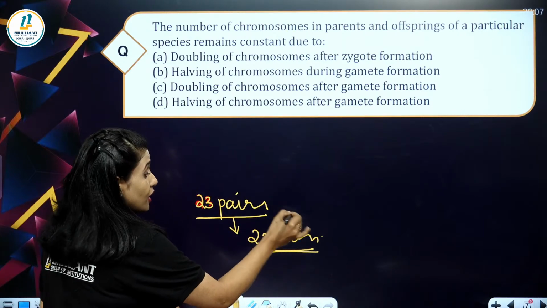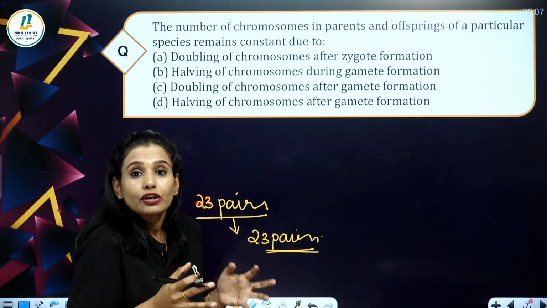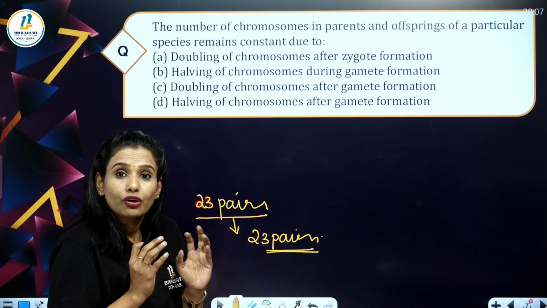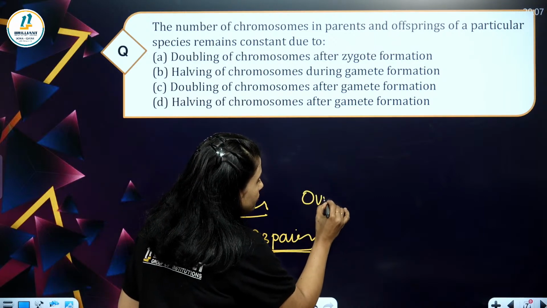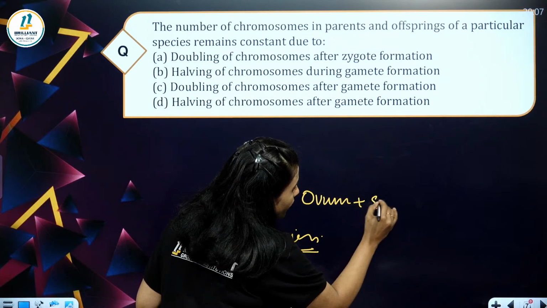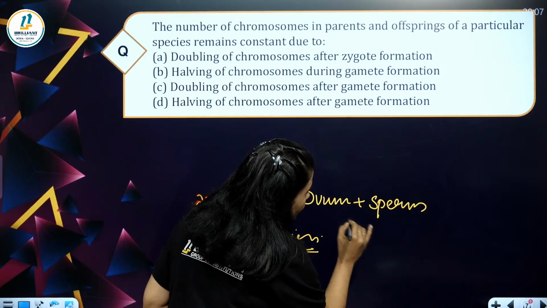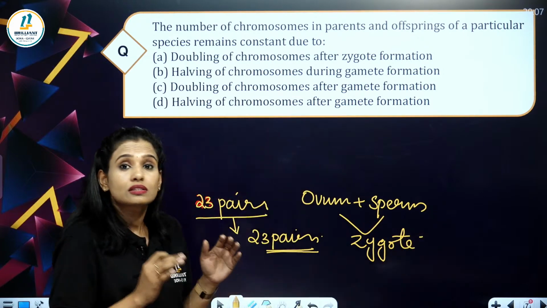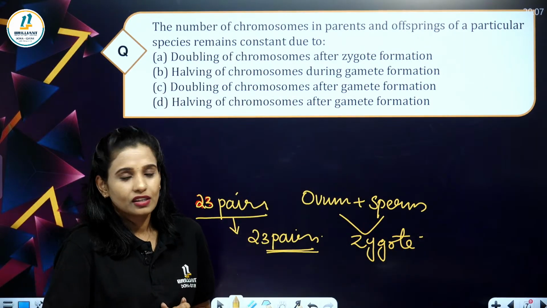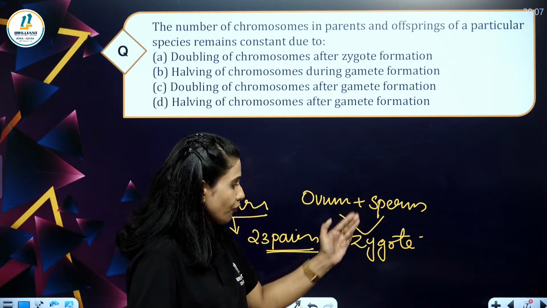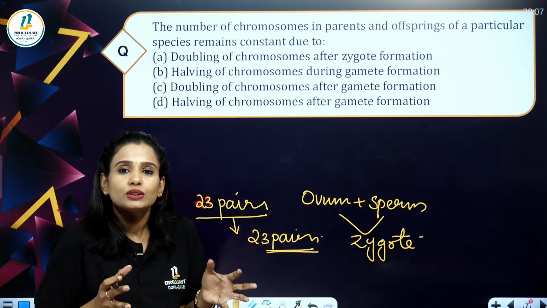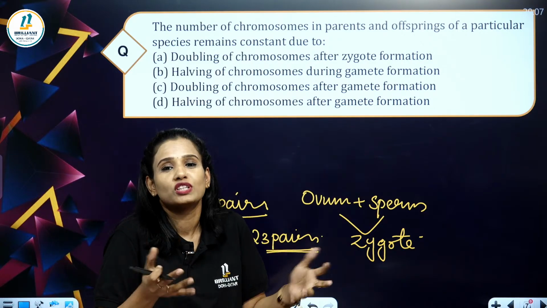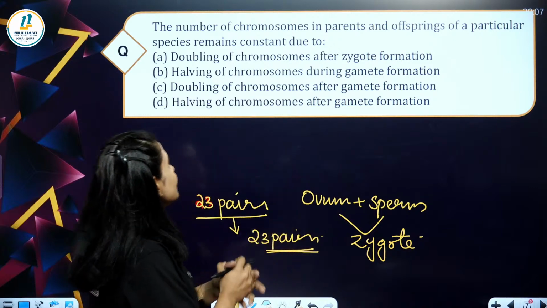But the zygote is formed by the fusion of 2 nuclei, that is ovum and sperm. Then also the zygote is having the same number of chromosomes. 2 cells fuse together to form the cell zygote, yet it has the same number of chromosomes. How is it possible? Okay, let's see the statement.